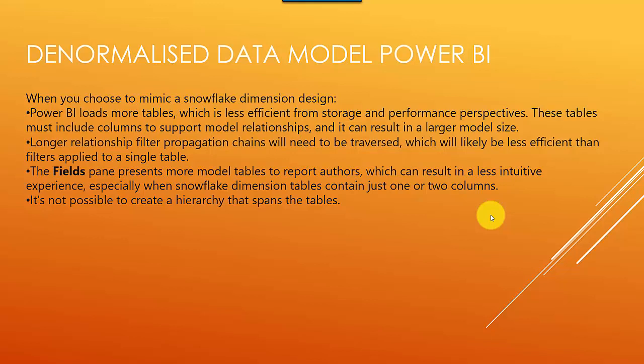Essentially it's taking more space, and Power BI brings everything into memory. Space is relevant if you're talking about millions of rows. It could really slow down the model performance. So denormalizing the model offers the benefit that less space is used, which in turn results in faster analysis. Longer relationship filter propagation chains will need to be traversed, which is likely to be less efficient.